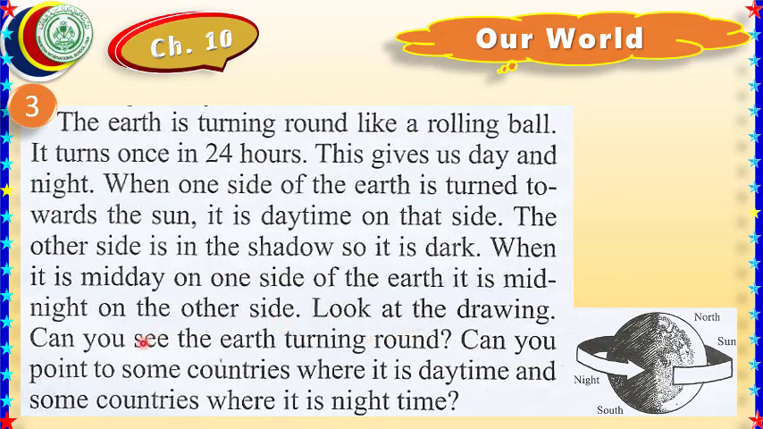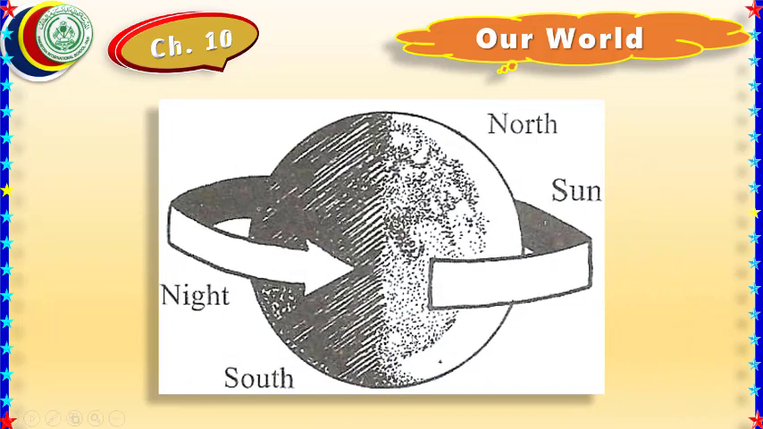Look at the drawing. Can you see the earth turning round? Can you point to some countries where it is daytime and some countries where it is nighttime? Yes, students, if you look at the earth, you can see here the sun is on this side. The side of the earth which is towards the sun is looking bright. There is daytime. The countries which are on this side of the earth, in this situation, will be facing the daytime. But the other side is looking dark. The countries which are on the other side of the earth will have night time. Here is written night also.